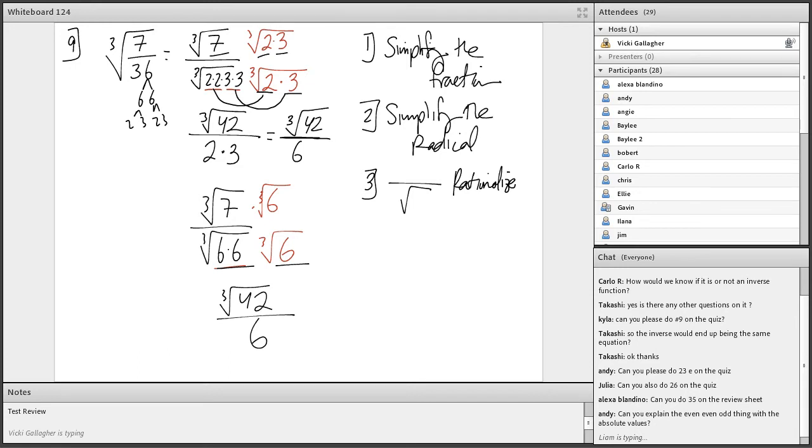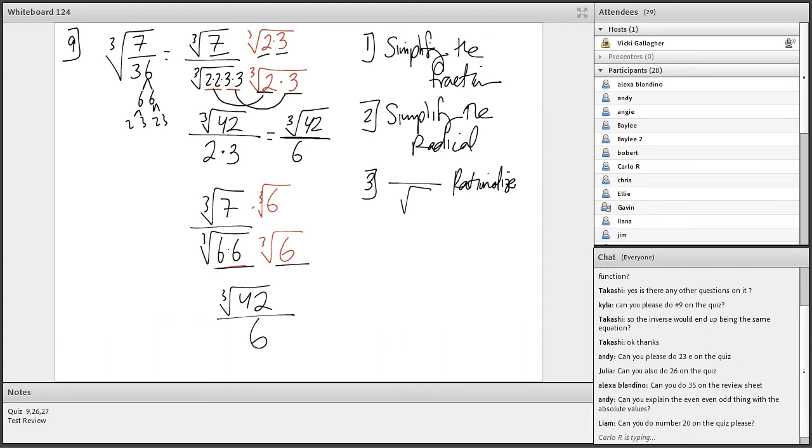Okay, so that was number 9 from the quiz. There are some more. I know my students on our test review, there's definitely more problems like that. I'm going to assume everybody's test review has more problems like that. So if we need to see more like that, let me know. And then we had a question 23E on the quiz. So let's do that one next.